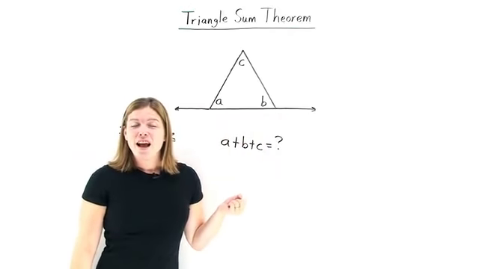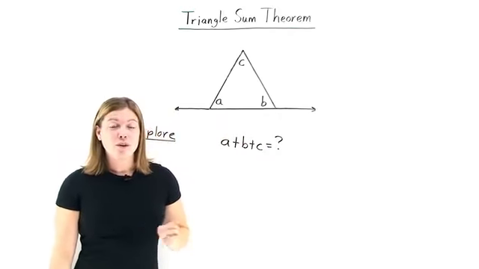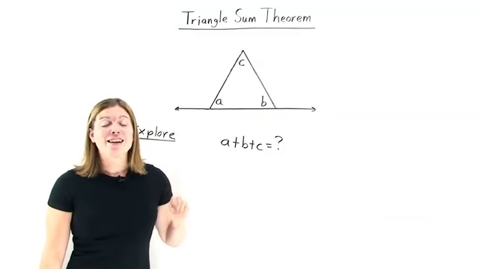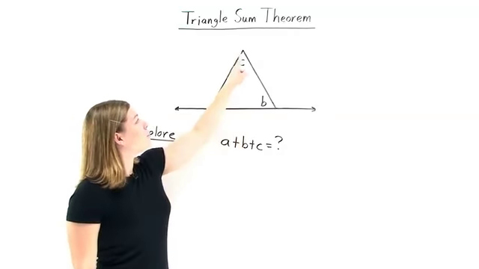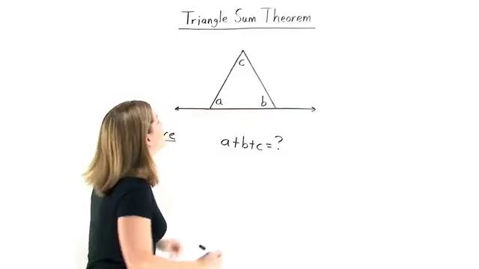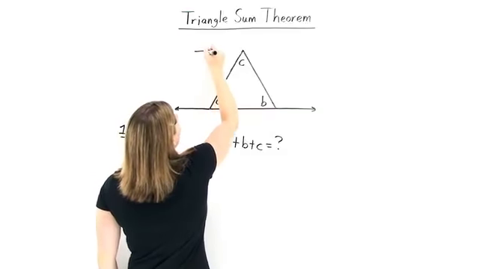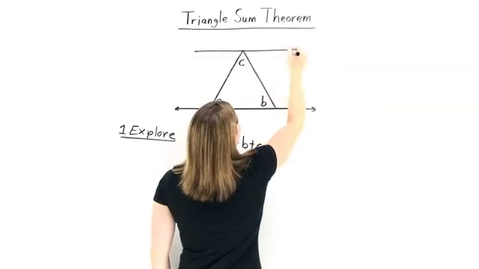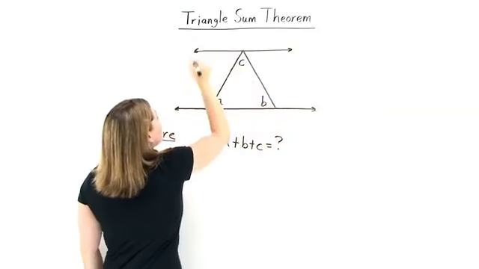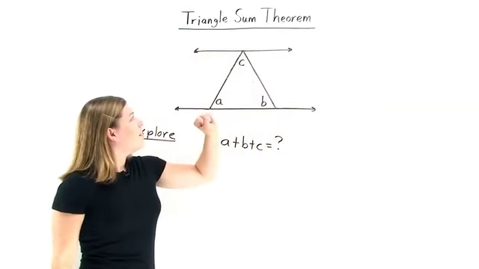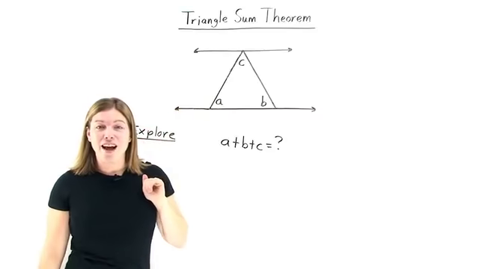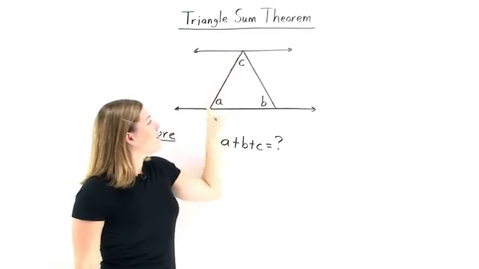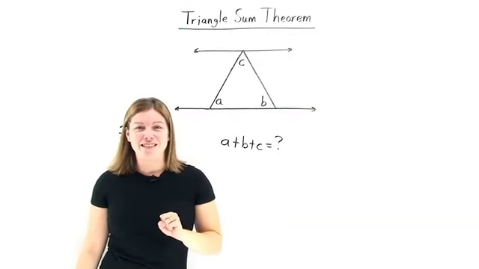Great! Now let's make another straight line, one parallel to this one, except let's have that line go through the vertex at the top of the triangle. So we draw a parallel line that goes through the vertex of the top of our triangle. And now we have parallel lines. Our triangle is in between two parallel lines.